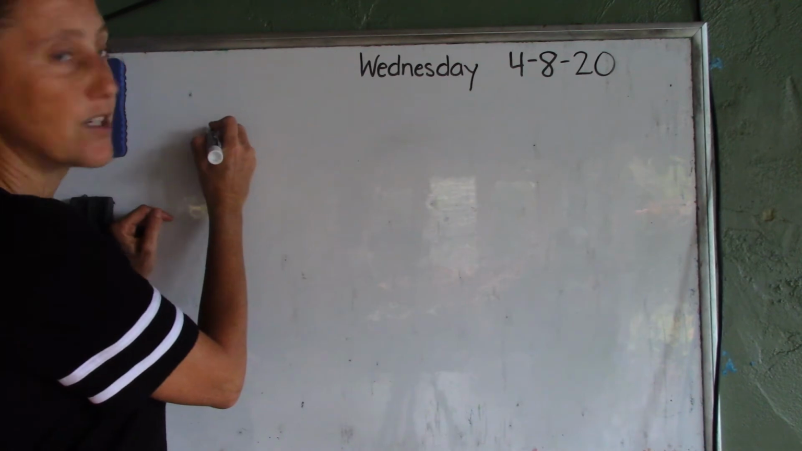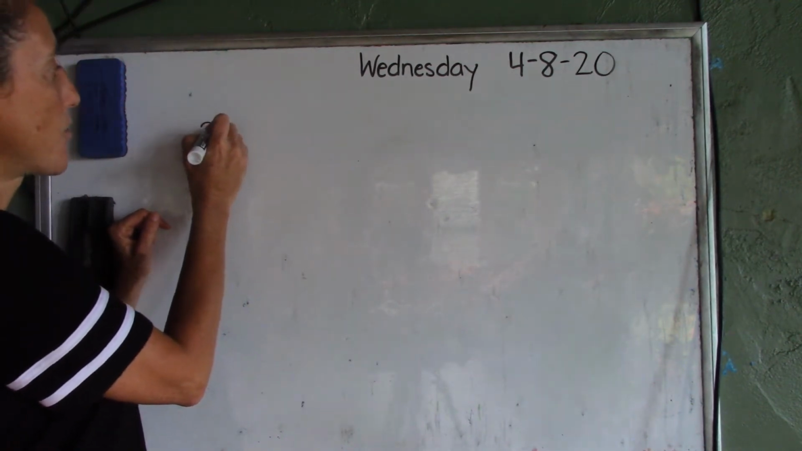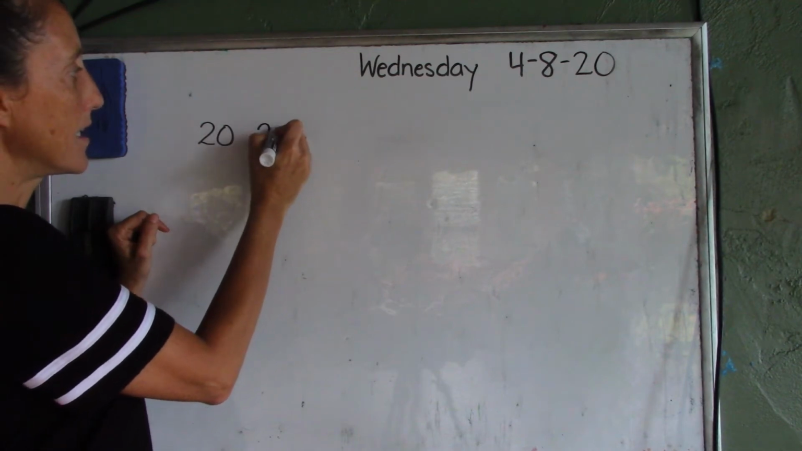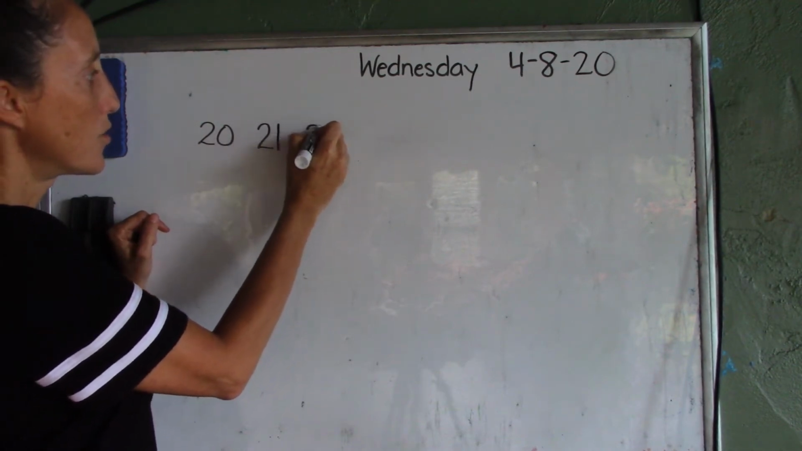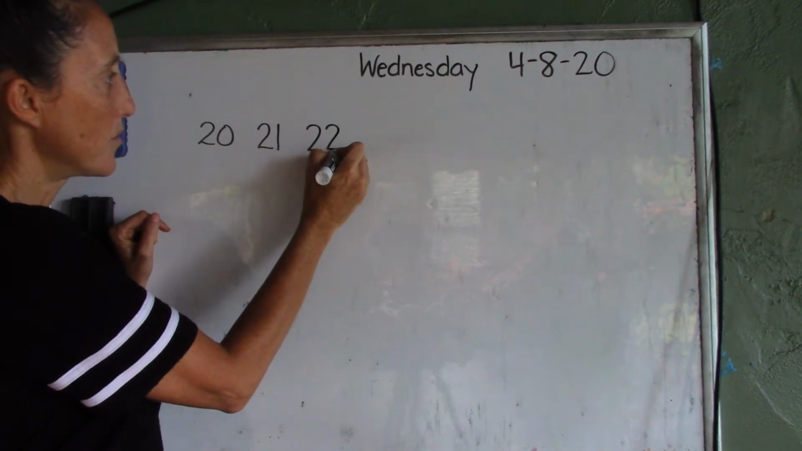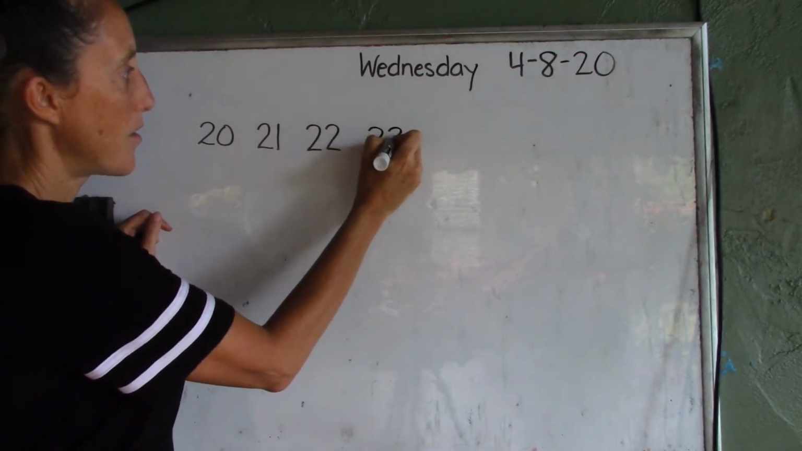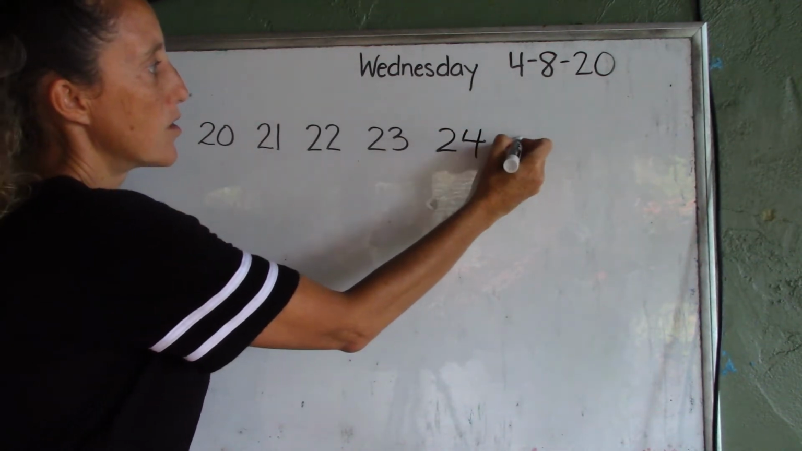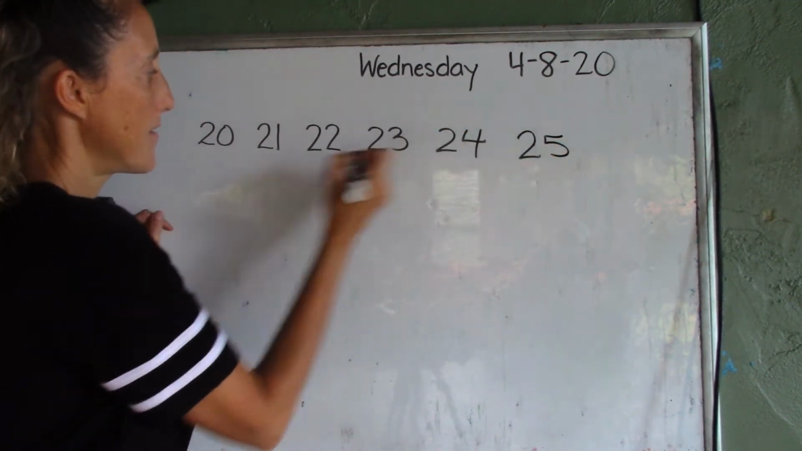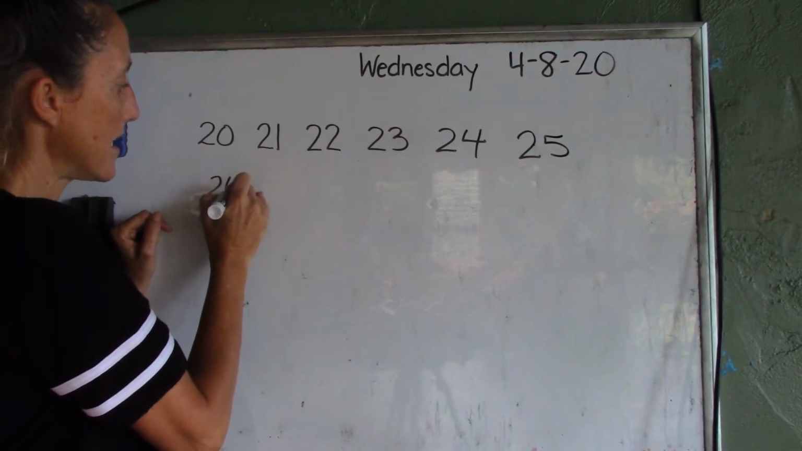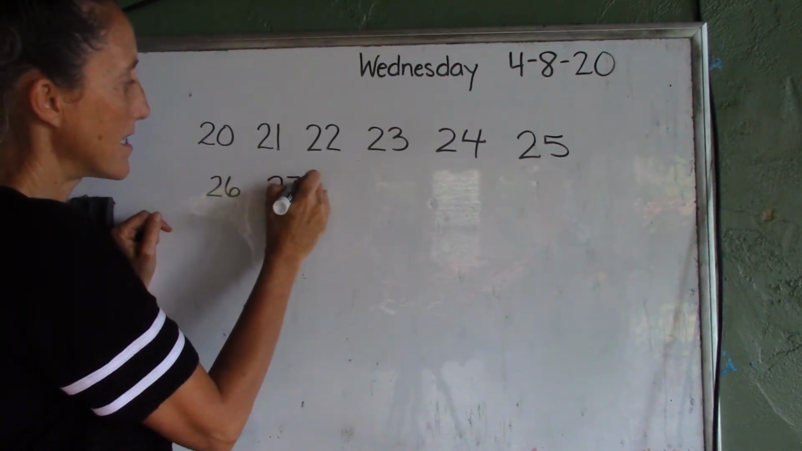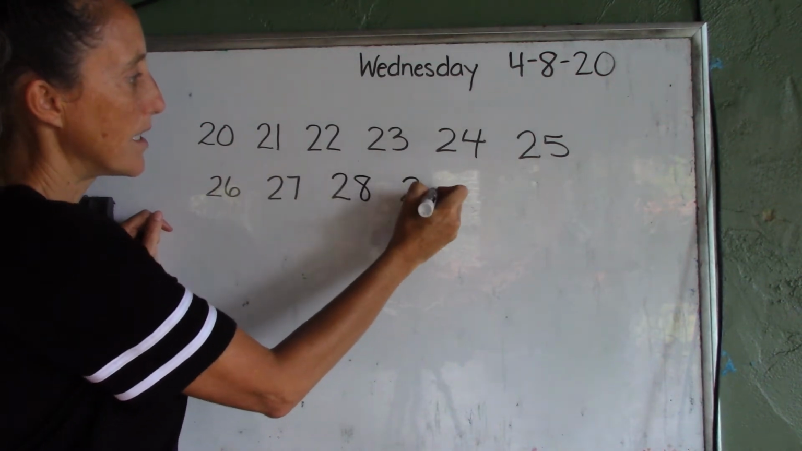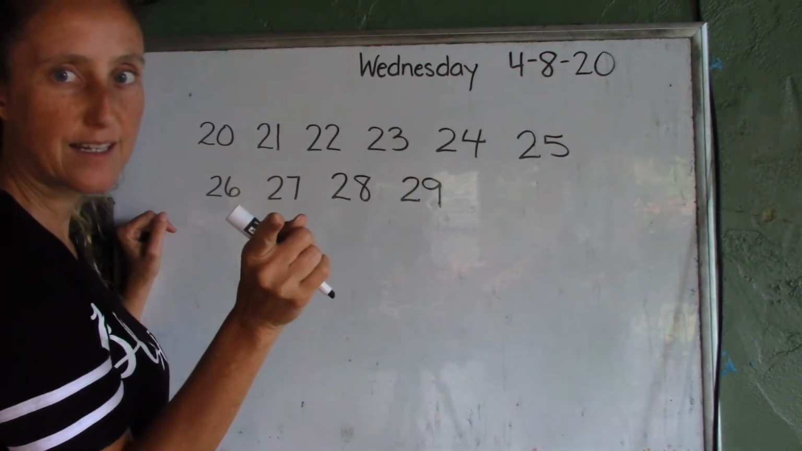Here we go. Let's start right here. We're gonna go 20, add 2 and a 0. Then 21, 22, 23, 24, 25, 26, 27, 28, 29. What comes after 29?